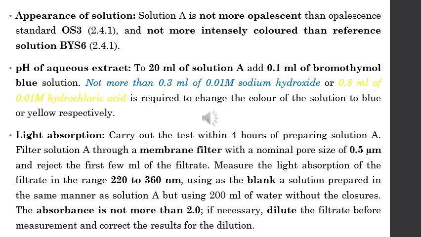Now we have to take the absorbance of the test sample, that is the solution A, and the blank solution, that is nothing but water for injection. And in this case the absorbance of the solution should not be more than 2. If required, dilutions can be done so that we can get the correct absorbance of the solution.